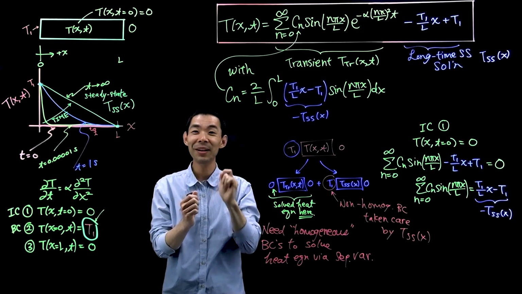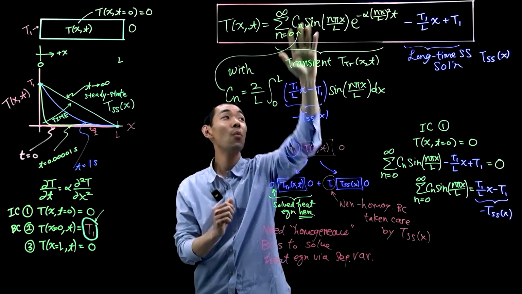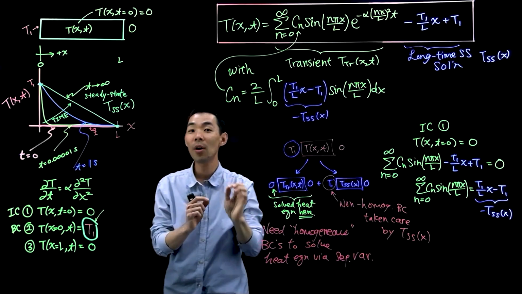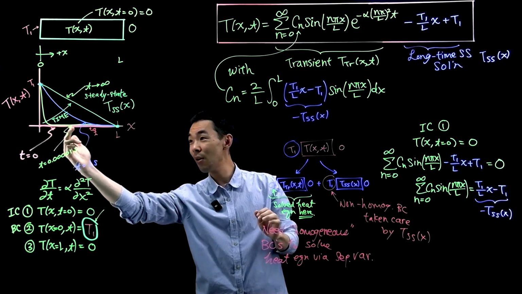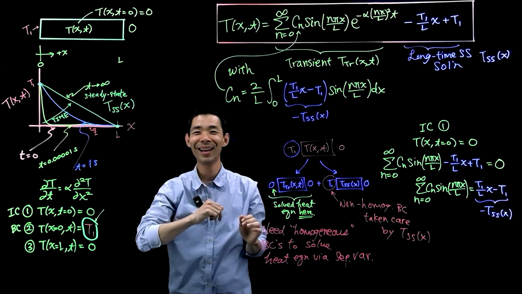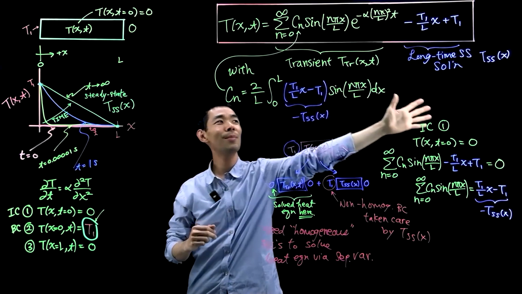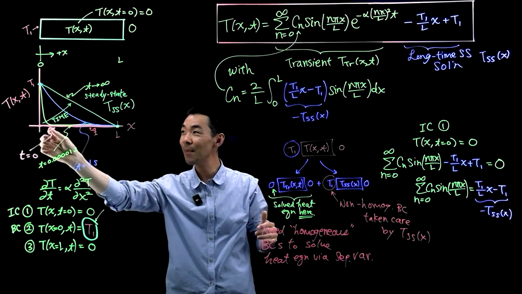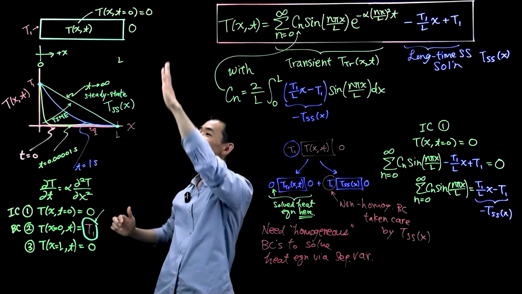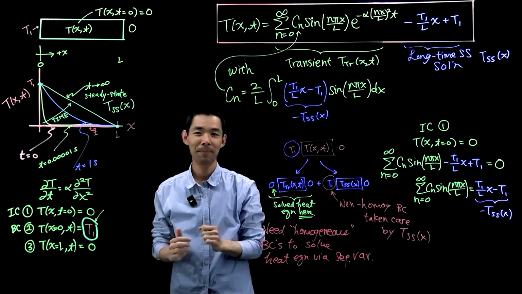Therefore, for very, very small times, this term will cancel this term largely, except for at the boundary. That's why it's 0 all the way across. Because these two terms are canceling each other for most of the domain, except very close to the boundary, where it just shoots up to T1.